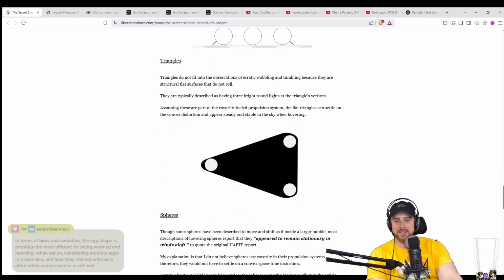Oh my God. Triangles. Triangles do not fit into the observations of erratic wobbling and tumbling because they're structurally flat surfaces that do not roll. They are typically described as having 3 bright round lights at the triangle's vertices. Assuming these are part of the Cavorite fuel propulsion system, the flat triangle can settle in the convex distortion and appear steady and stable in the sky when hovering.